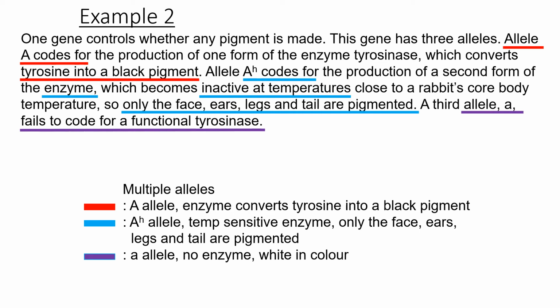We also have a version which is AH. Again, we do get the pigment with that, but we only get pigmentation on the face, ears, legs, and tail because of the temperature variation. The enzyme becomes inactive. And then the third, which is the lowercase a, gives us a non-functioning allele, and as a result, we have no enzyme and no color change at all, so the organism remains white.